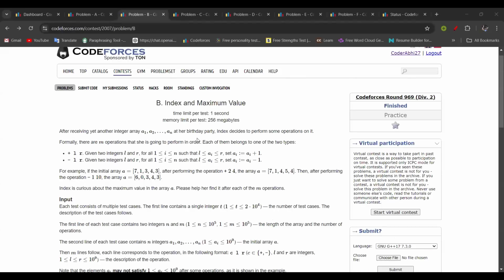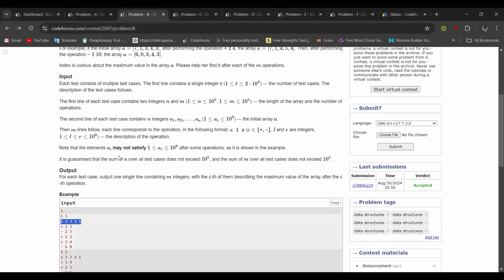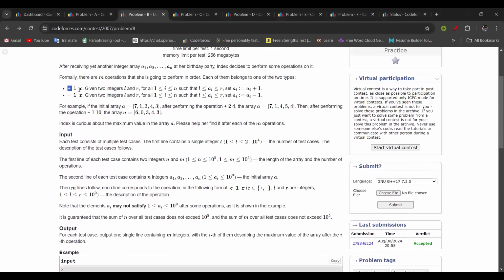Okay, so problem B. We are given an array, and in the array you can perform two types of operations. An initial array is given to you, then two types of operation: plus L R and minus L R. If the operation is plus L R, then for all the values that are in the range from L to R, you would increment them. For minus L R, you would decrement them.